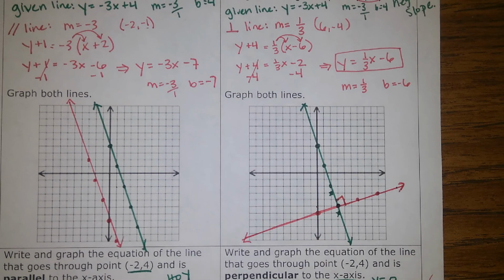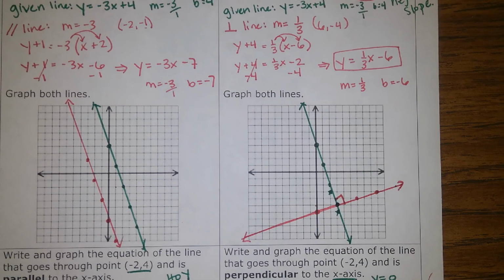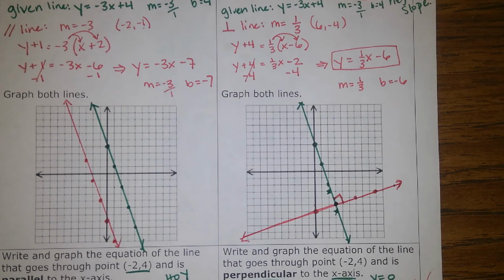Alright, so now you get to do this on some homework, and we would like you to, you're going to be given a point, and you're going to be given an equation, and then you're going to need to graph a parallel line and a perpendicular line, and give us the formulas for those.